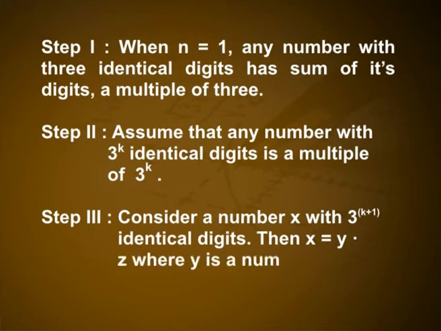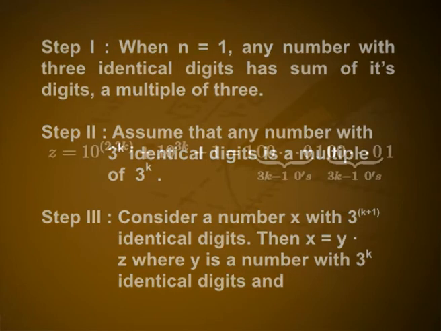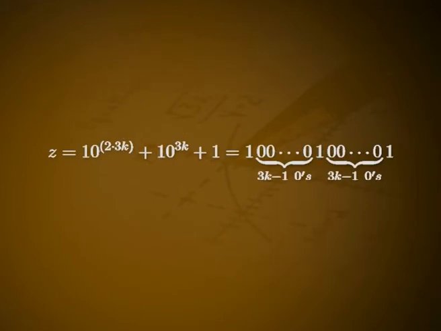Then x equals y into z, where y is a number with 3 raised to k identical digits and z equals 10 raised to 2 into 3 raised to k plus 10 raised to 3 raised to k plus 1, a number 1 followed by 3 raised to k minus 1 zeros, again a 1 followed by 3 raised to k minus 1 zeros and again a 1. This number is clearly divisible by 3. Now, since y is divisible by 3 raised to k and z is divisible by 3, x is divisible by 3 raised to k plus 1. Thus, the statement is true.